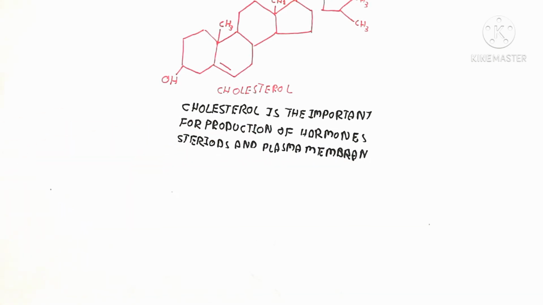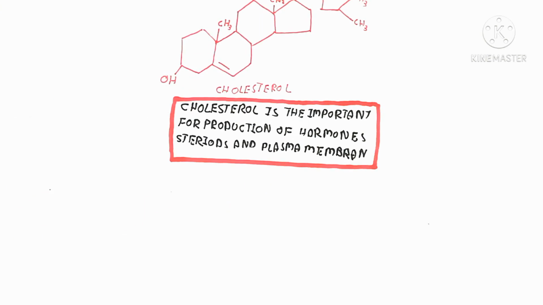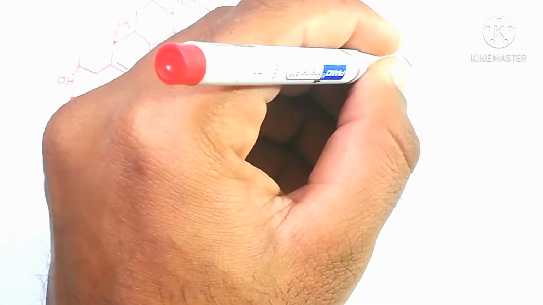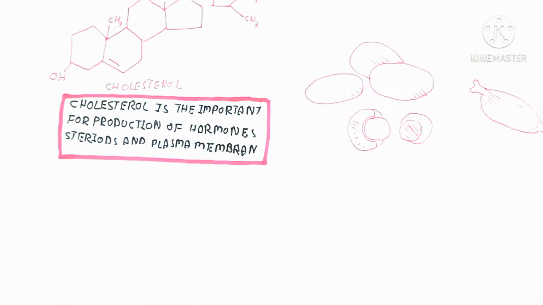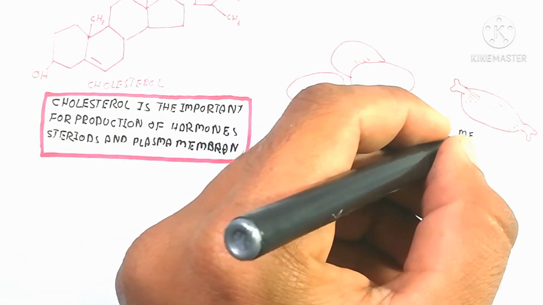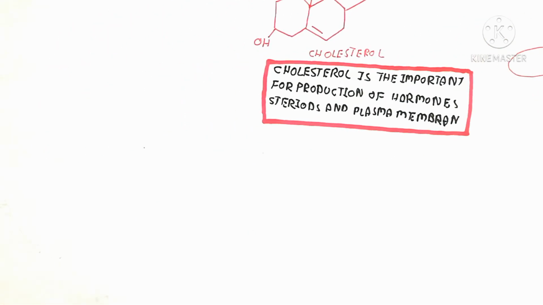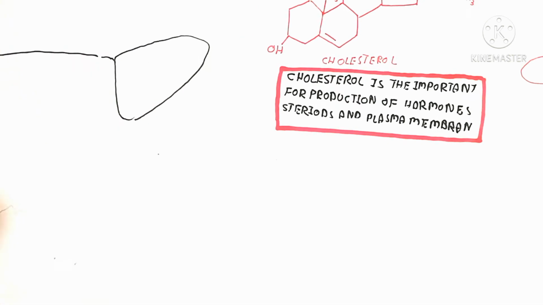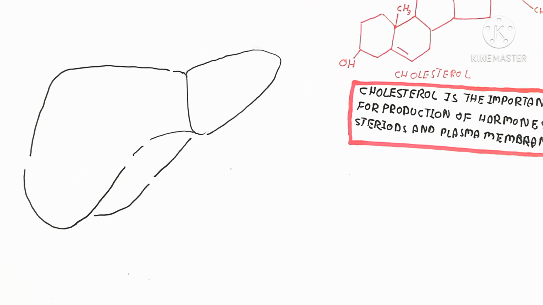For the plasma membrane, you need to know that the plasma membrane has a property of preventing water-soluble activity. Gaps are created in the phospholipid bilayer of the plasma membrane, and cholesterol fills the gap for further processes.